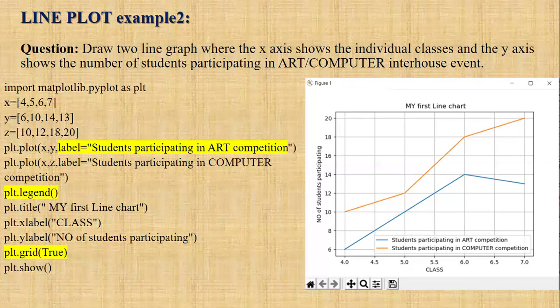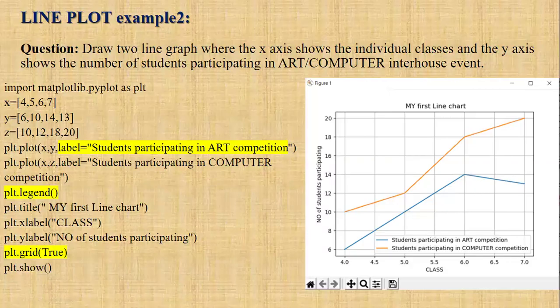Now, how do I do that? See this example here. In the x-axis, the x variable, I have taken the class numbers 4, 5, 6, 7. In the y variable, I'm taking the count of students participating in the art competition. And in the z variable, I'm taking the count of students participating in the computer competition.